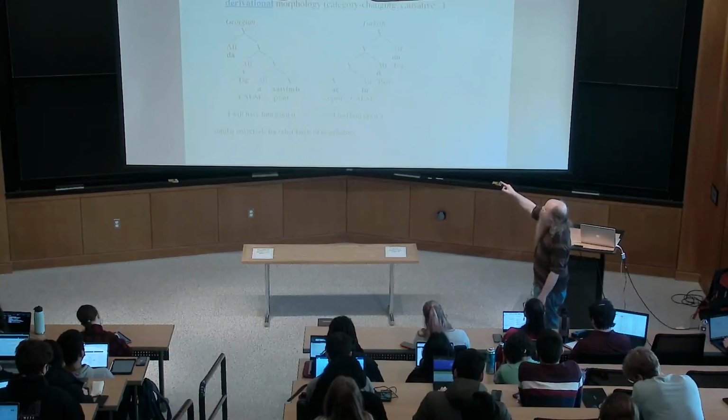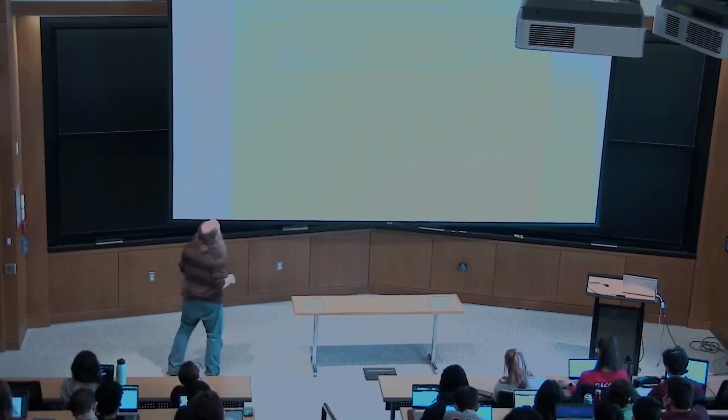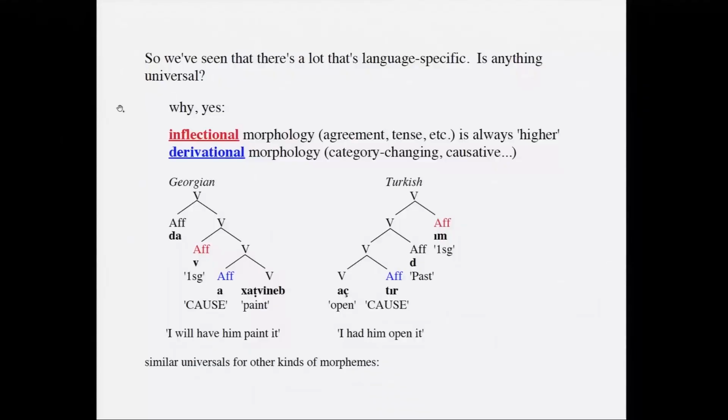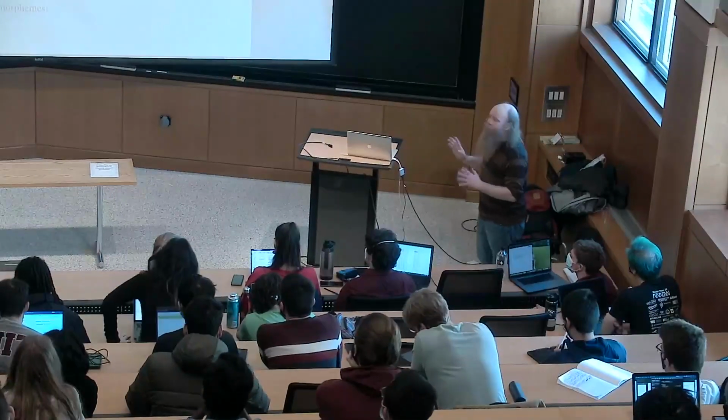The red affix is merged after the blue affix. So the affix that means cause is the first thing that's merged with the verb in both of these languages. And the affix that means first person singular, I, as the subject, is merged later, in both of these. Now, in Georgian, they're both prefixes. In Turkish, they're both suffixes. They're not pronounced the same way, right? Cause in Georgian is different, and cause in Turkish is tır. But they do have that property in common, that the order in which you combine these morphemes is the same for these two otherwise fairly different languages.